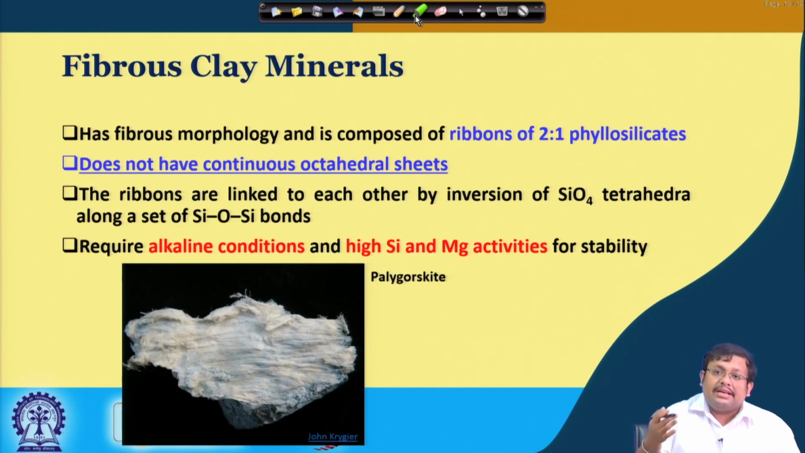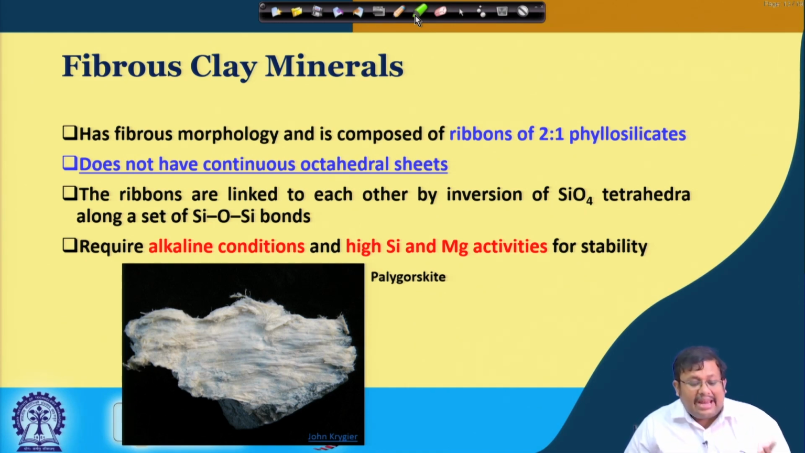Another type of clay mineral we can see in the soil is fibrous clay minerals. Here you can see palygorskite, a special type of fibrous clay mineral. Why is it fibrous clay? Because it has fibrous morphology and is composed of ribbons of 2:1 type phyllosilicates, and it does not have a continuous octahedral sheet. That is why it looks fibrous, and the ribbons are basically linked to each other by inversion of silica tetrahedra along a set of Si-O-Si bonds. We will see this in the next slide.